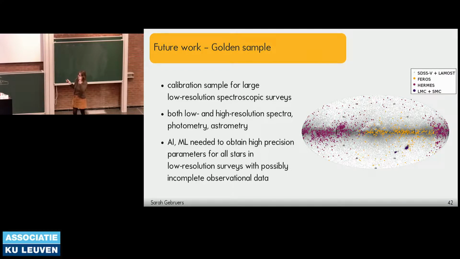So coming back to what I said on the first slide, here is the golden sample that I've constructed. It contains a lot of stars for which we have Pharos data, but there are also, like the purple ones, Hermes data. So please, if you go observe, program 1 to 121. It's very nice.